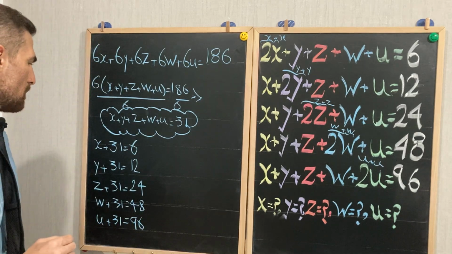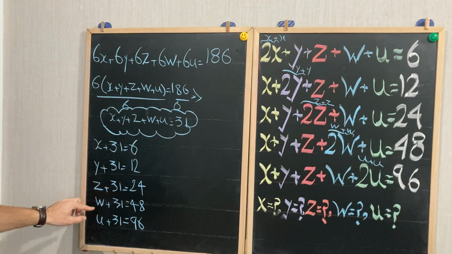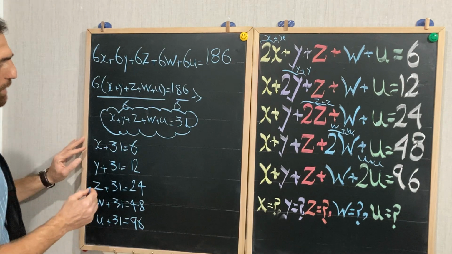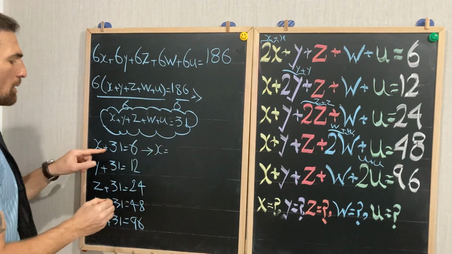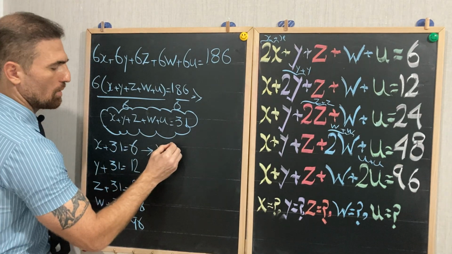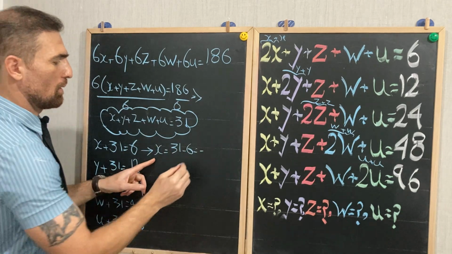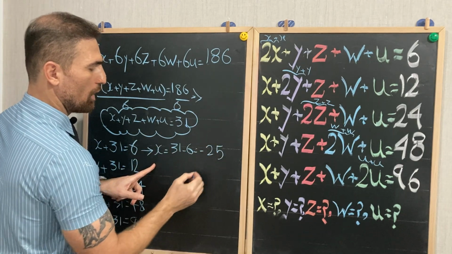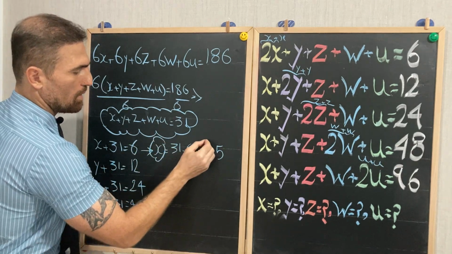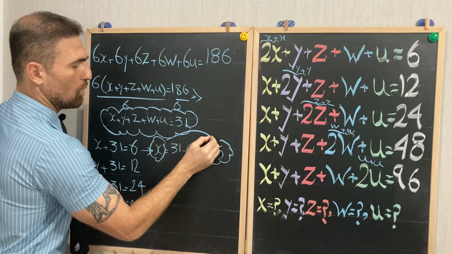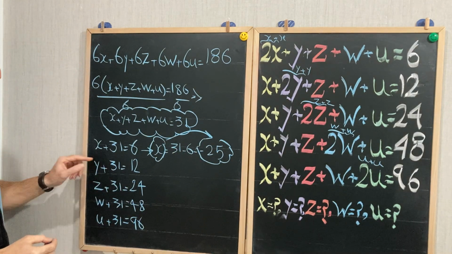Now let's calculate the value of x, y, z, w, and u. x plus 31 equals 6. What's the value of x? 6 minus 31 equals negative 25. This is the value of x. x equals negative 25. Next one, y plus 31 equals 12.